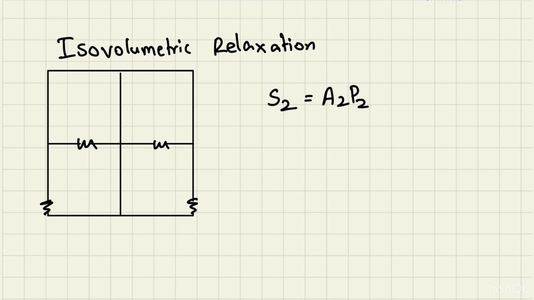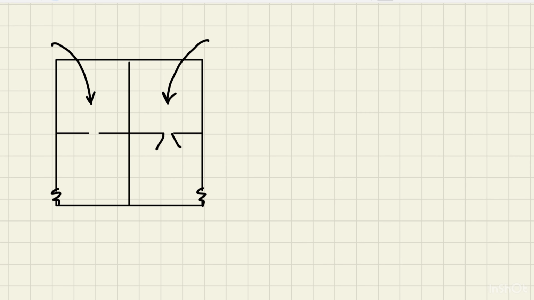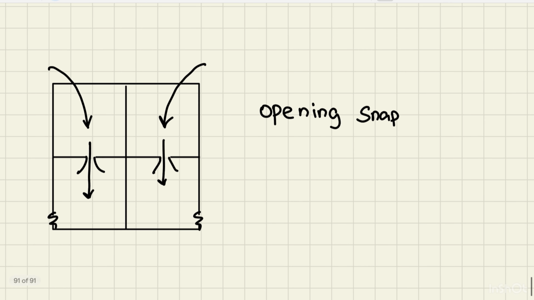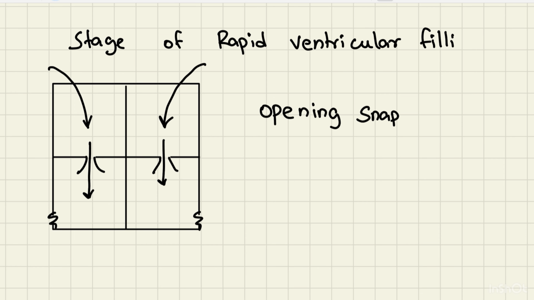Okay. Also, another important point here. All the valves are closed. There is no pressure in the ventricle, but the atria start to fill up. And this lasts only for a fraction of a second. Then the mitral and tricuspid valves will open and it will cause a sound known as opening snap, and this is when the rest of the 70% of the blood fills into the ventricles. This stage is known as the stage of rapid ventricular filling, and with that, peeps, we completed the cardiac cycle.